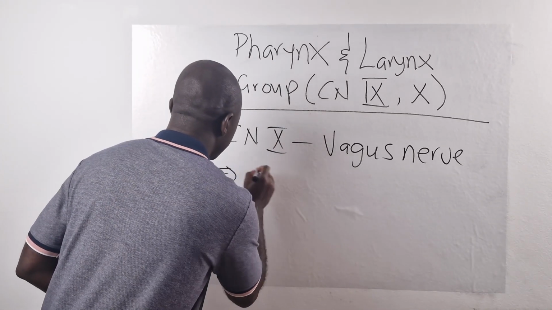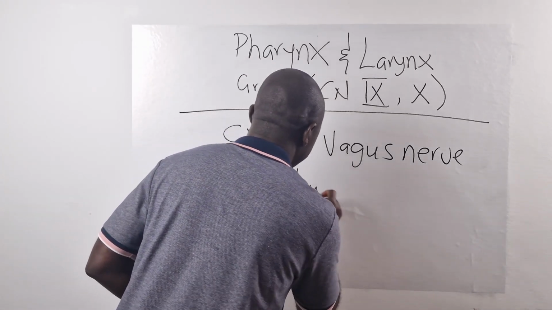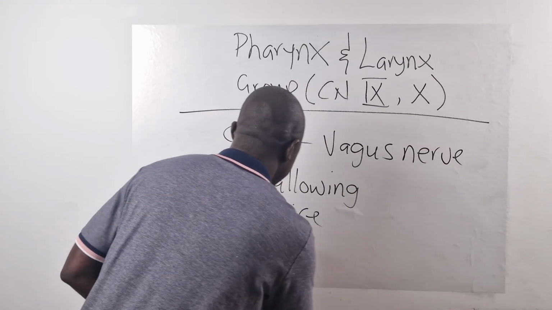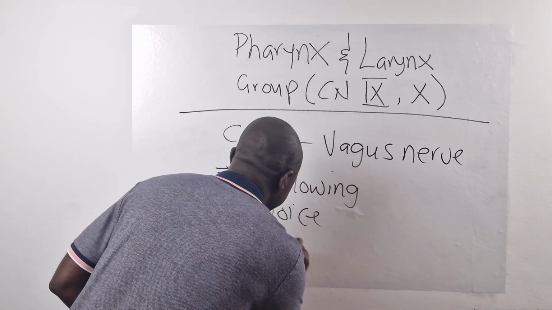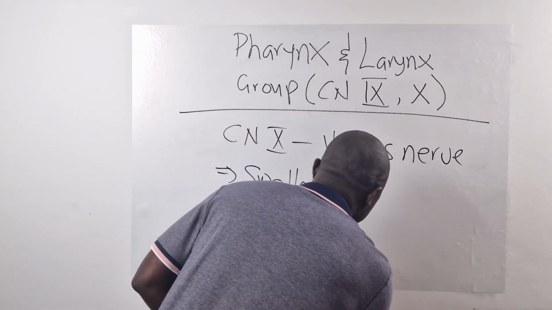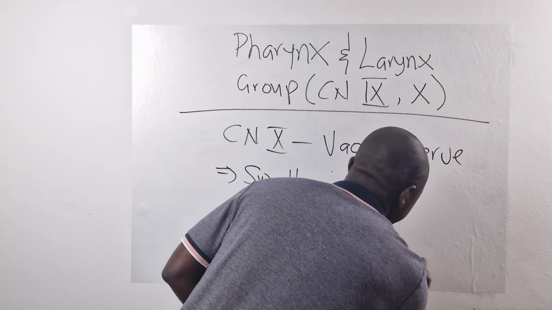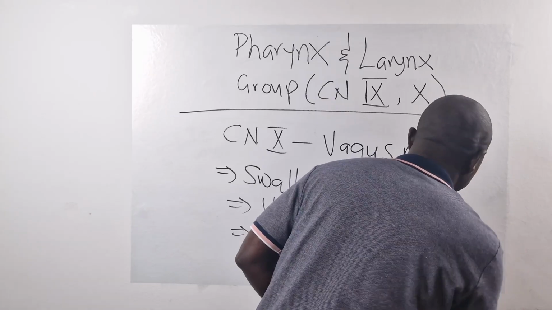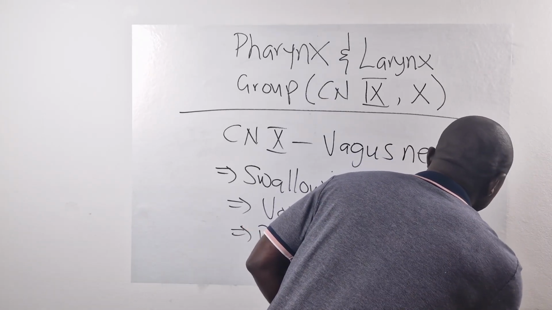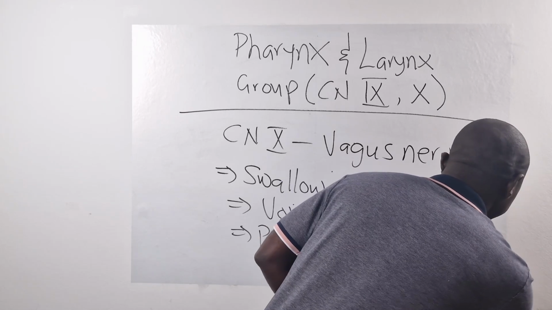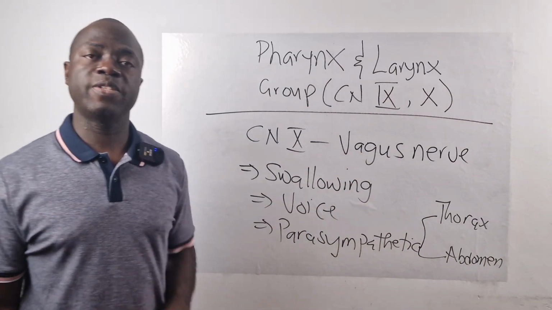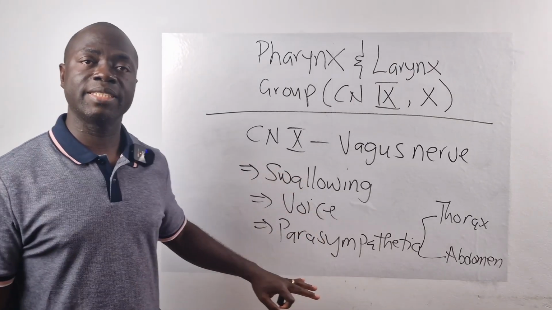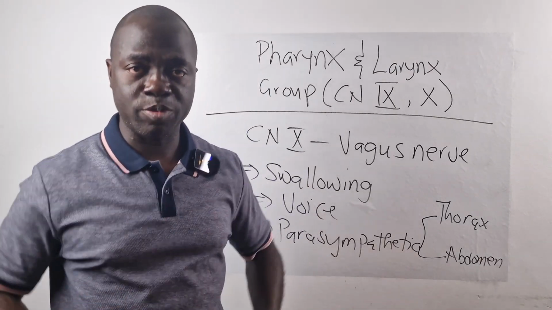So for that, think of swallowing, think of voice, and then parasympathetic. Parasympathetic to which areas? The thorax, so organs in the thorax and organs in the abdominal region. That's the function of the vagus nerve. So when you think of vagus, think of swallowing, voice, parasympathetic to thoracic structures and abdominal structures.